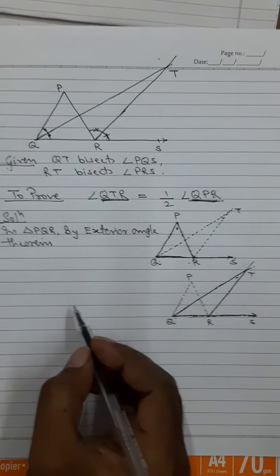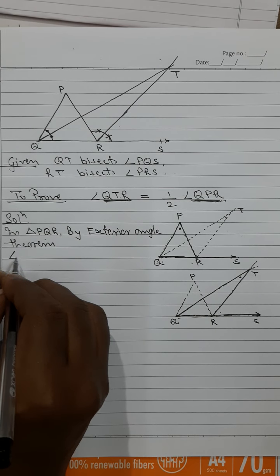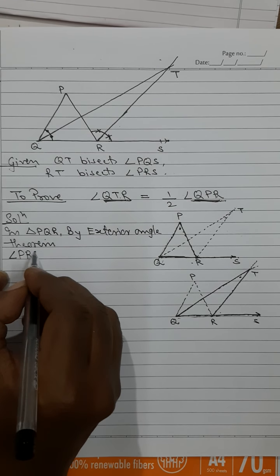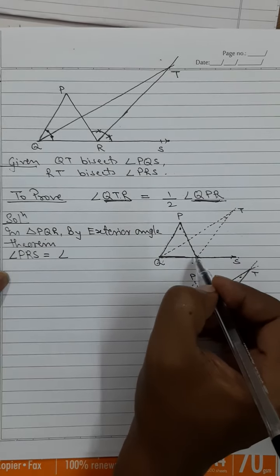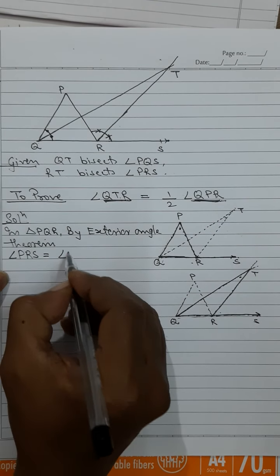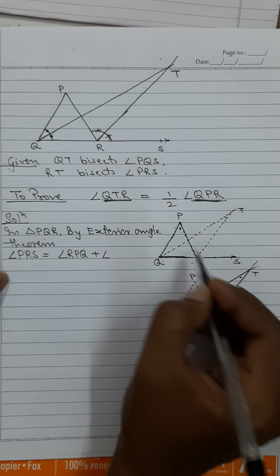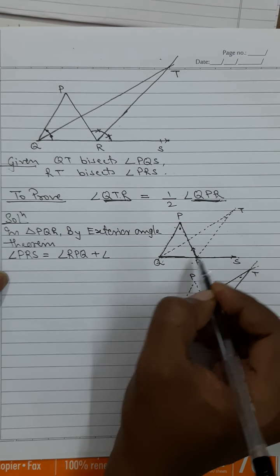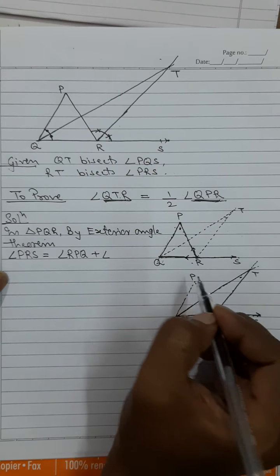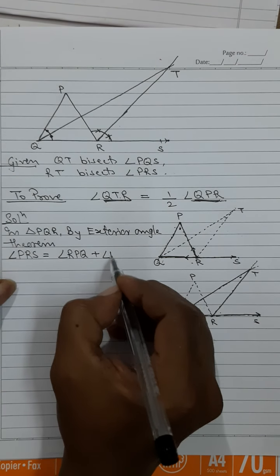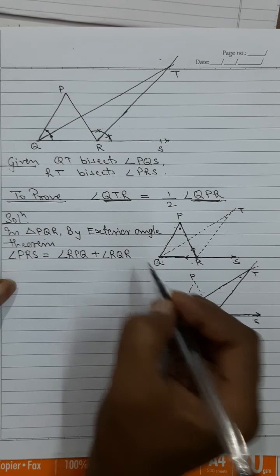So in triangle PQR, by exterior angle theorem, I will get what? Angle PRS is equal to angle RPQ plus angle RQP. Always remember, travel in this fashion. You will never get trapped. Angle RQP, sorry.